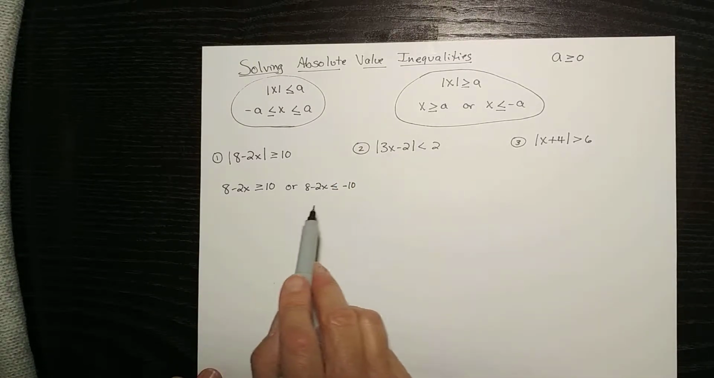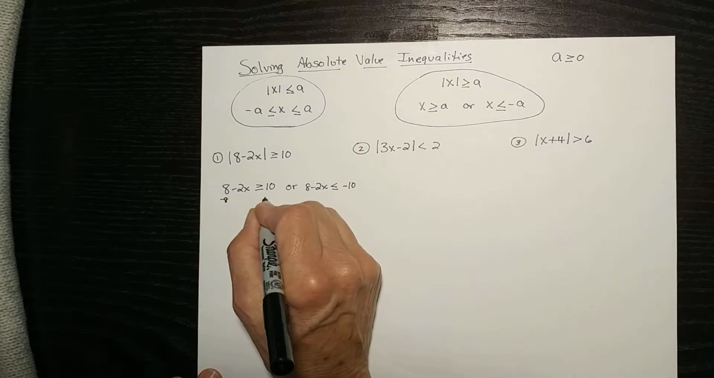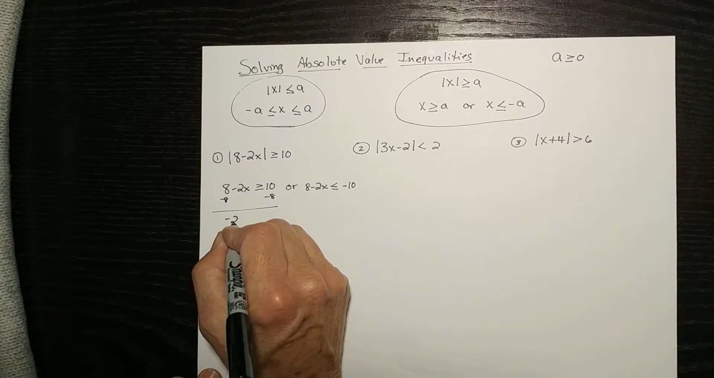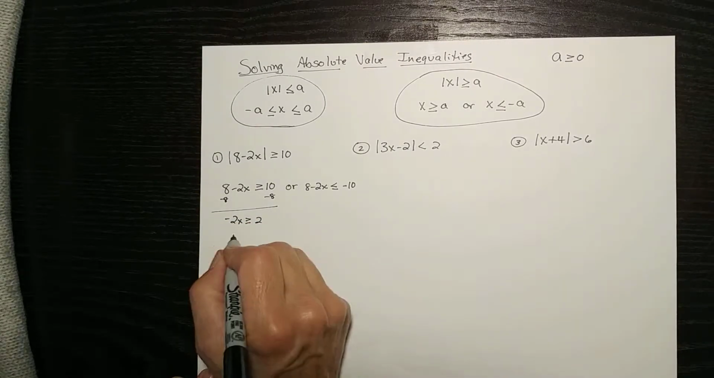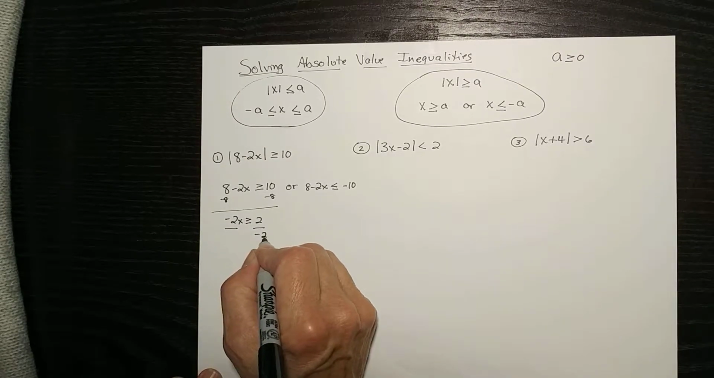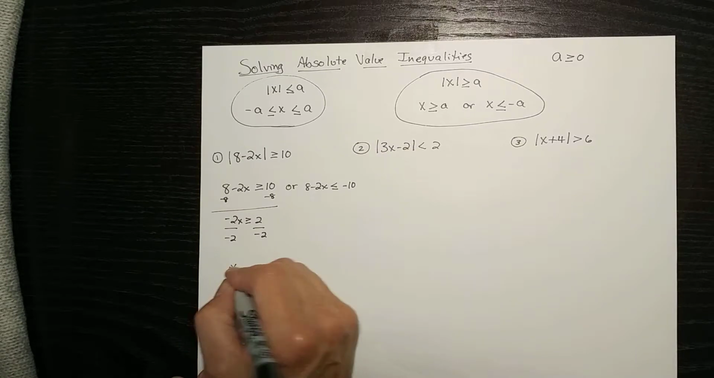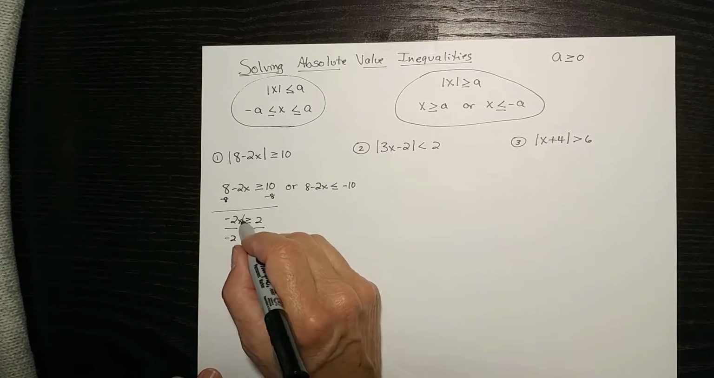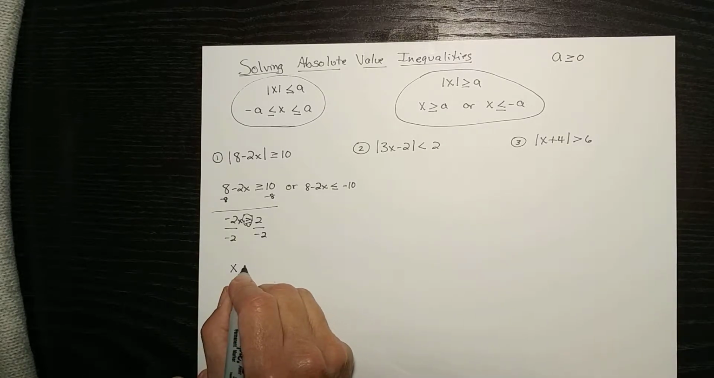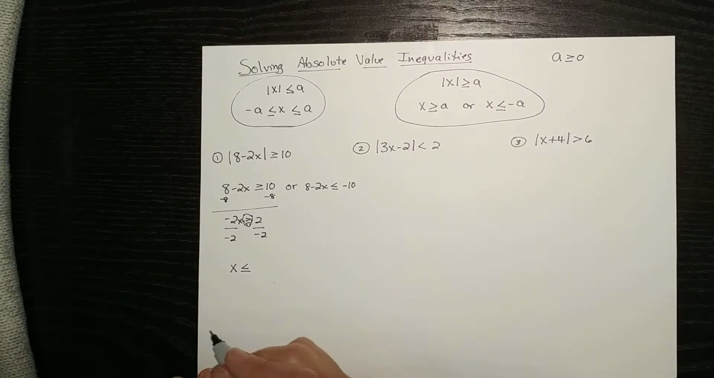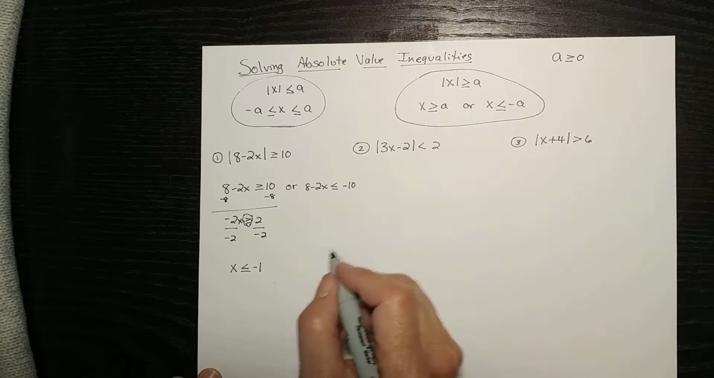And so I solve each of these inequalities for x. I'm going to subtract 8 from both sides, and I'll get negative 2x is greater than or equal to 2. Now to solve for x, I need to divide both sides by negative 2. Negative 2 divided by negative 2 is just x. But when you multiply or divide by a negative, it reverses the direction of the inequality. So we divided by a negative, that means this sign is going to turn into less than or equal to. 2 divided by negative 2 is negative 1.